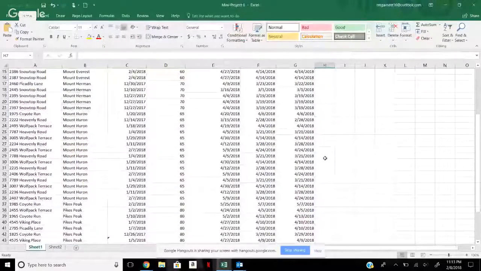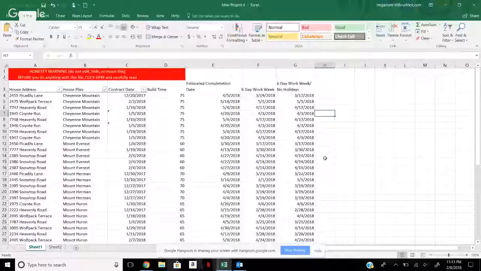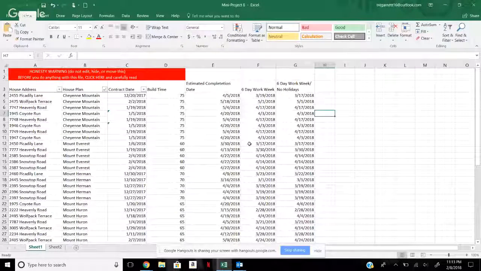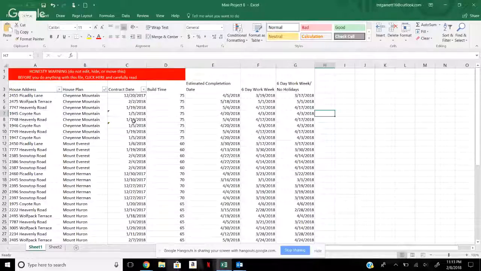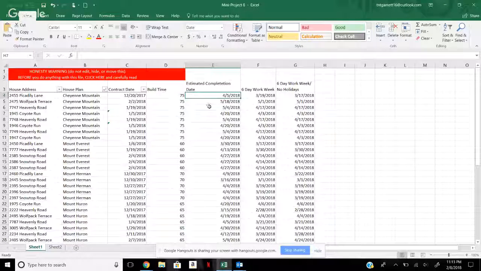I haven't done anything to make it look all pretty. But in step 4, it wants us to sort the contract dates from oldest to newest. But every time I do that, my formula for... the heck?